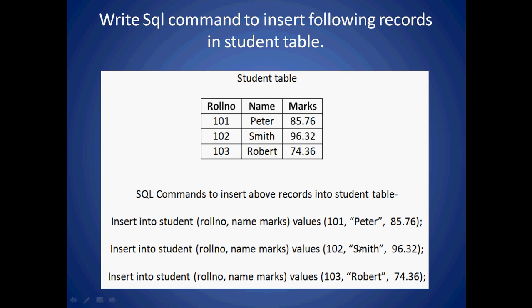Okay, the same command we can copy, and as it is we can paste it down. Only replace our actual values: 102, Smith, 96.32. And the same command we can copy and paste below, and only a few changes: you should change to 103, Robert, 74.36. So this command is our answer. In the exam we will write this answer. Keep in mind: INSERT INTO student, then in brackets the column names, then you should always use VALUES, and then one by one we insert our data. So this is our insert command.